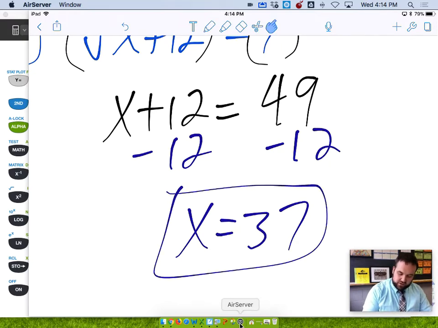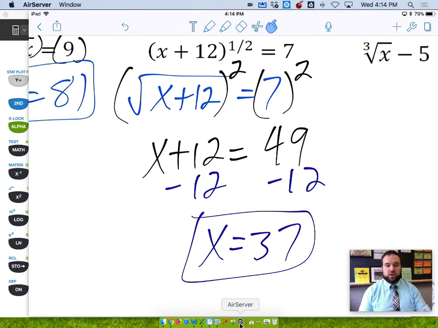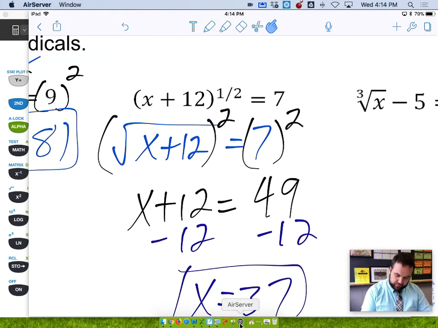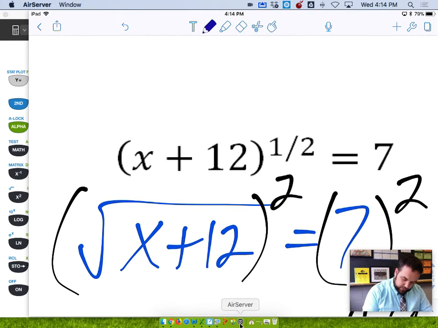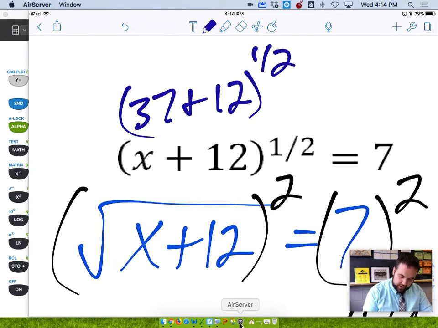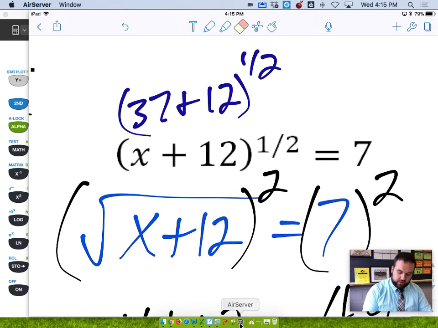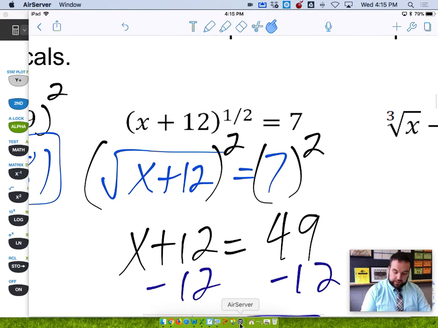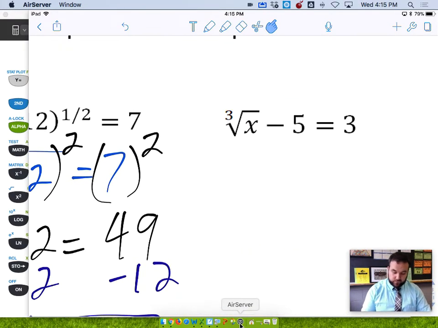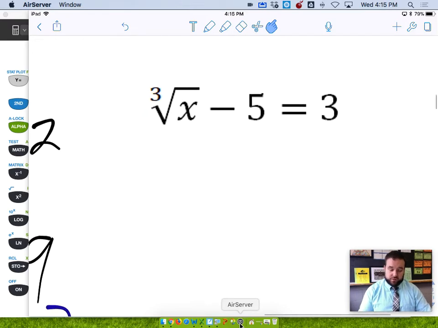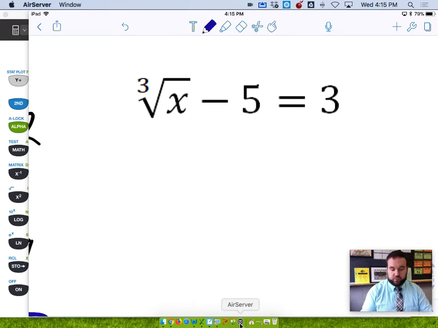Remember, when solving an equation, you can always check your work. If I take 37 and plug it back in here, 37 plus 12 raised to the 1/2 power is 49 to the 1/2, which is the square root of 49. So that gives me 7. So I can check my work very quickly to know that I did it correctly. Finally, if we have a third root, so a radical to the third root, just like to get rid of a square root I squared both sides.